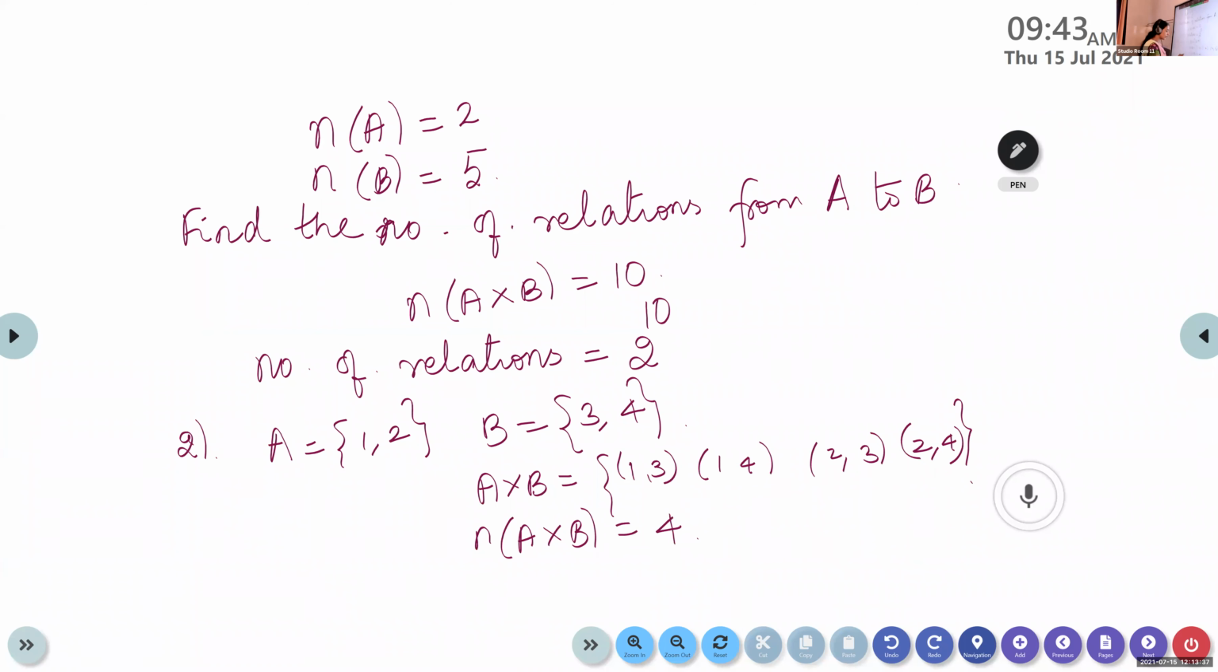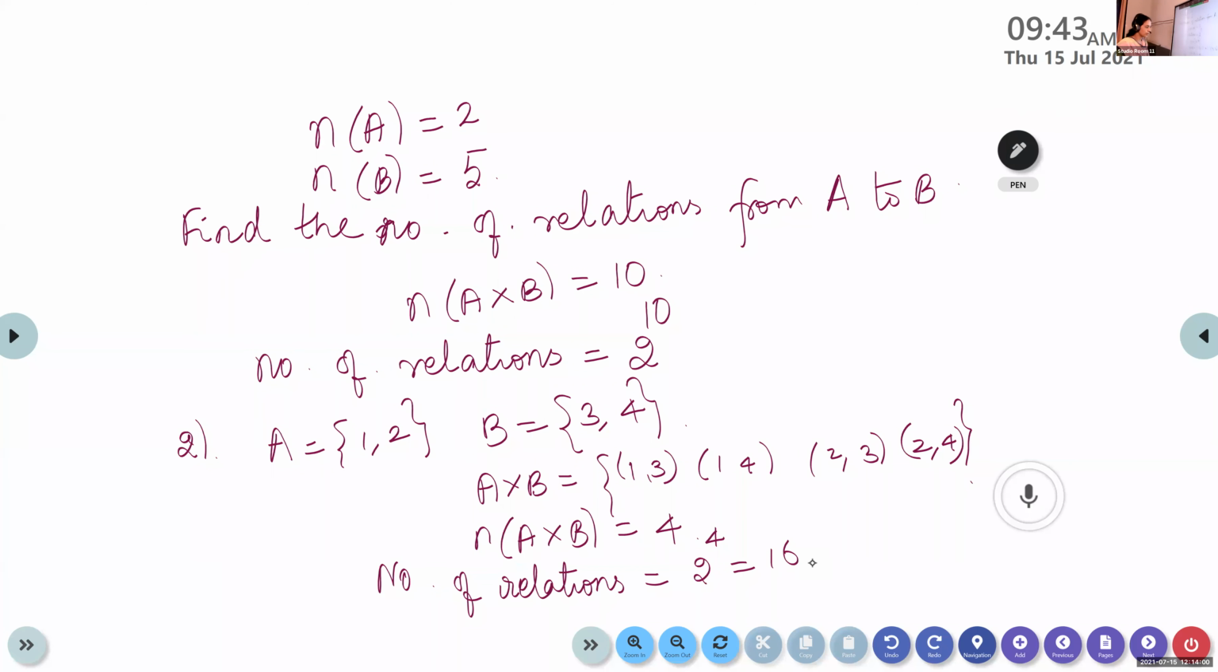So what will be the number of relations? 2 raised to 4. Yes, the number of relations is 2 raised to the number of elements in A cross B. So 2 raised to 4, which is 16. Is it okay, Akshay? Yes, ma'am.